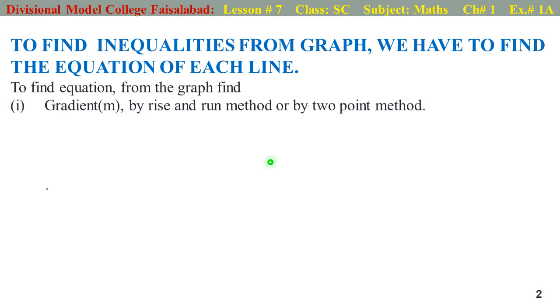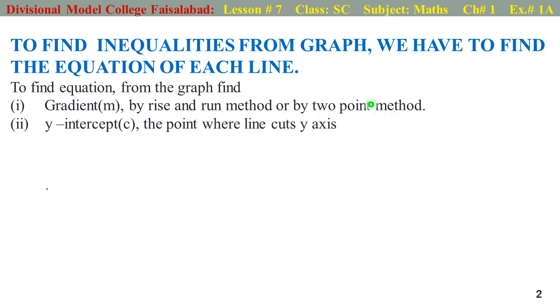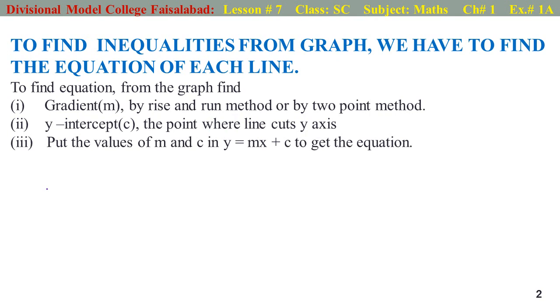To find the equation of the line from the graph, we will find the gradient by using the rise and run method or the 2-point method. Then we will find the y-intercept from the graph or by using the formula. The y-intercept is the point where the line cuts the y-axis. Then we will put these 2 values, the y-intercept and m, in this equation to find the equation of the line.